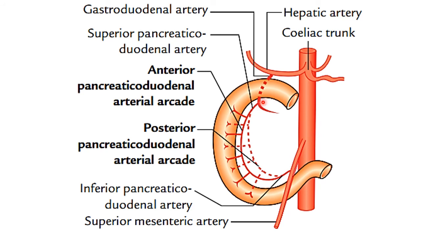The arteries supplying the duodenum are the superior pancreatico-duodenal artery, which is a branch of the gastroduodenal artery, which in turn is one of the terminal branches of the common hepatic artery, which in turn is a branch of the celiac trunk. So one artery supplying the duodenum is the superior pancreatico-duodenal artery. Another artery supplying the duodenum is the inferior pancreatico-duodenal artery, which is a branch of the superior mesenteric artery. The superior pancreatico-duodenal artery divides into an anterior branch and a posterior branch. Similarly, the inferior pancreatico-duodenal artery divides into an anterior branch and a posterior branch.